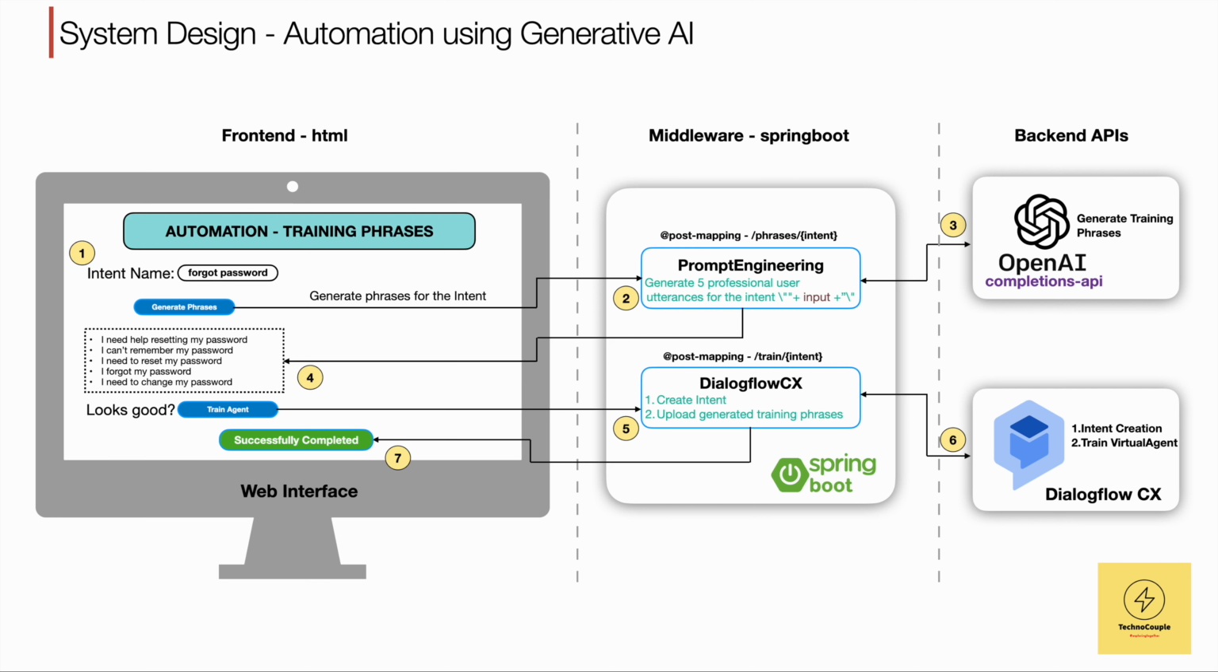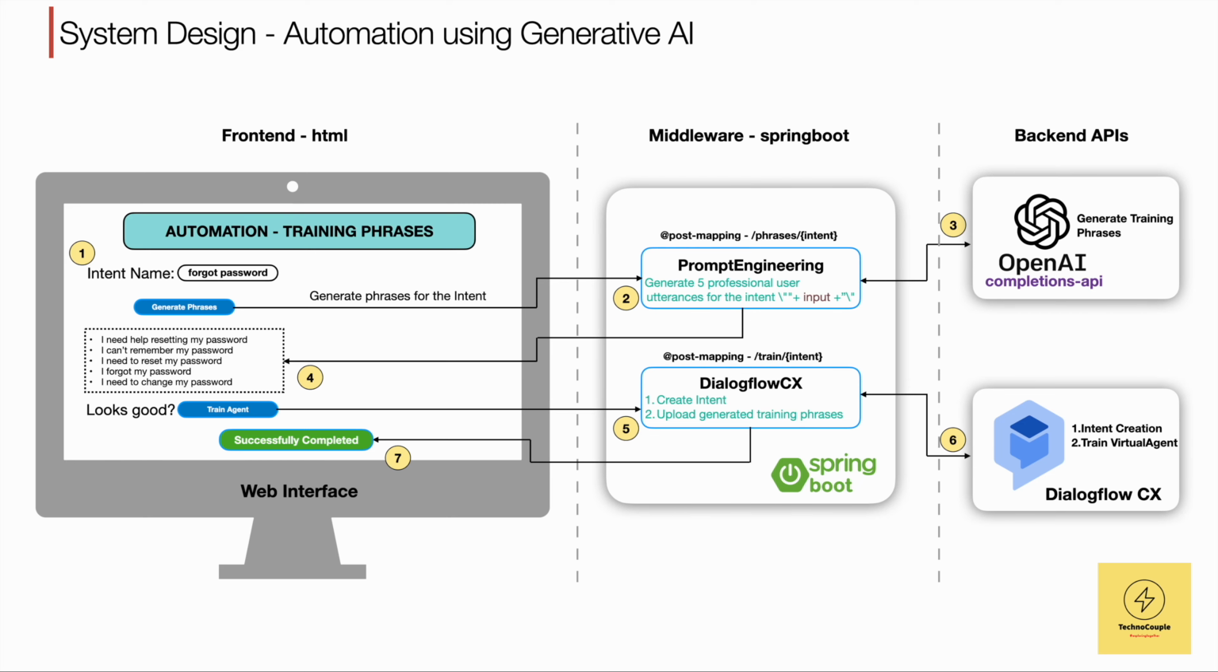If the user is happy with the generated phrases, they can go ahead and feed these phrases to their virtual agent. In our demo, it's Dialogflow CX. You can integrate with any other virtual agent provided that the API is available for intent creation or modification. Once the user clicks the Train Agent button, we are again invoking our middleware, which hosts a REST API written using Spring Boot. This API calls Google's createIntent API with a list of training phrases. If the API returns success, it means the intent is created in the Dialogflow CX virtual agent. You can verify this in the Dialogflow CX console.